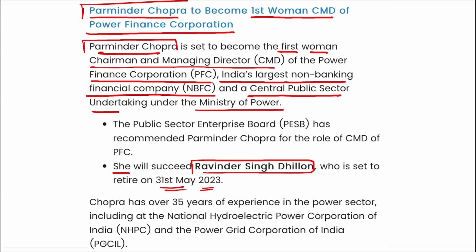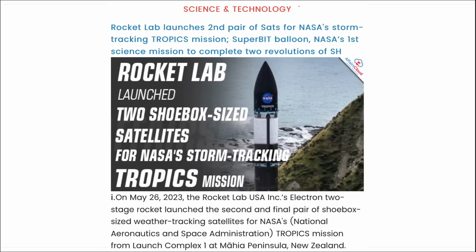So two questions. Who is the first women chairman and managing director of Power Finance Corporation? Parminder Chopra. She will be replacing whom? She will be replacing Ravinder Singh Dhillon. Correct? Next is related to science and technology.